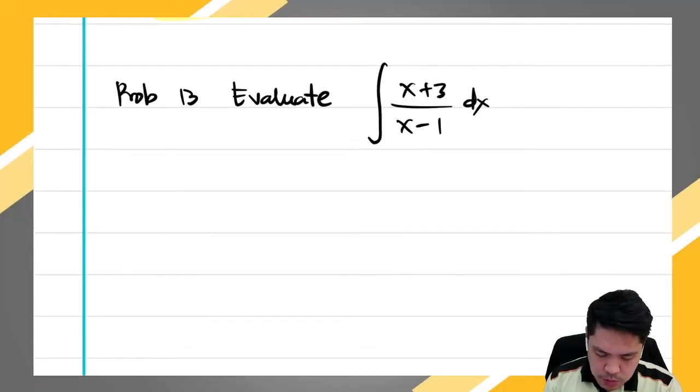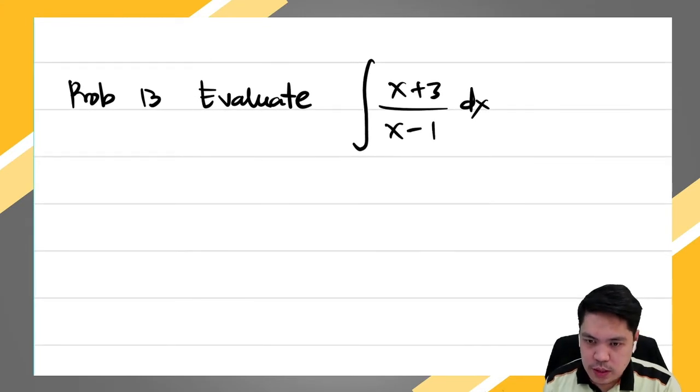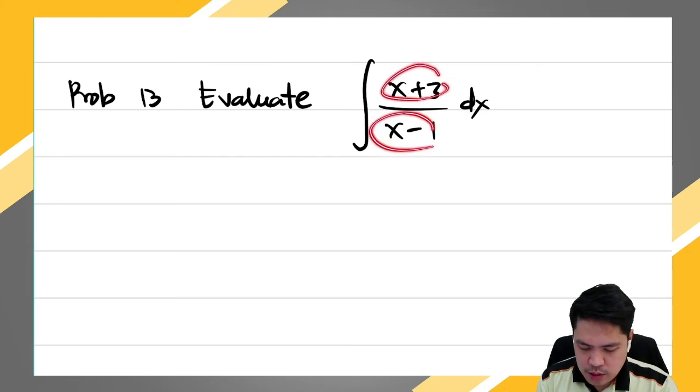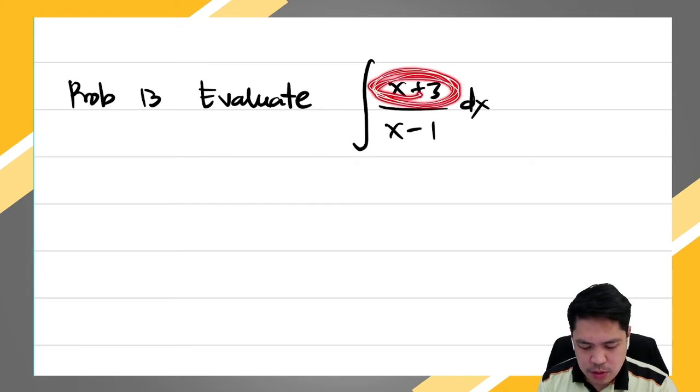So for problem number 13, let us evaluate the integral of x plus 3 over x minus 1 dx. The numerator and denominator have the same degree. Pareho silang linear or first degree. So therefore, in this form, the numerator is not similar to the derivative of the denominator.